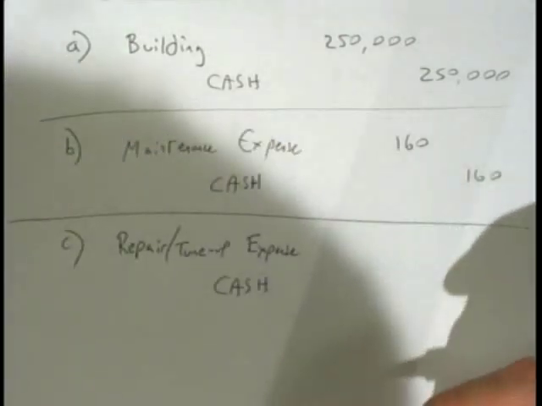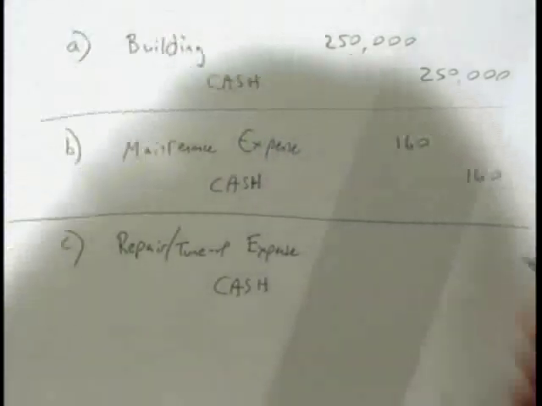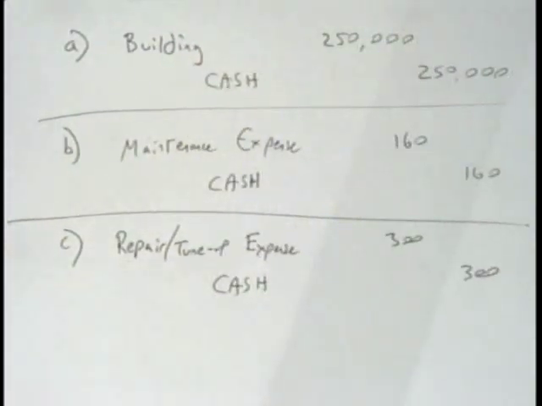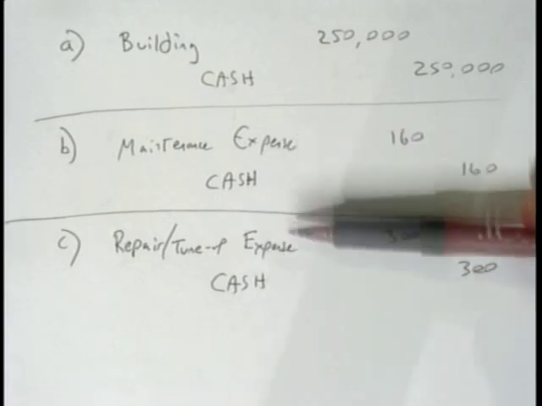And how much was that? $300 per truck. So we'd have to make that entry for each truck, right? But the key is that these are expensed, right?